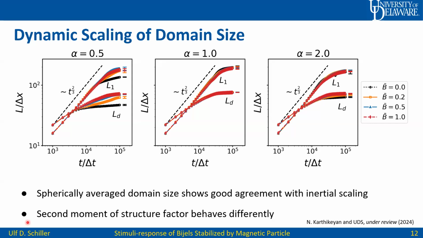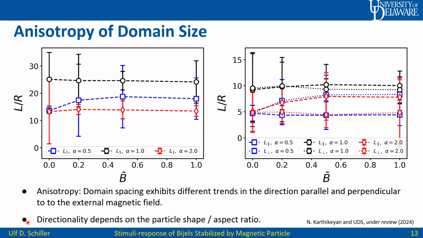One advantage of using the second moment of the structure factor is that we can do that independently for different directions. And that's where things start getting interesting, because we have anisotropic particles, and indeed, this leads to anisotropic structure of the bigel. So the domain size, if you look at different directions, is actually a little different. This means the transport properties would also become anisotropic, and there may be interesting applications of that. And what we found is that the directionality that we see depends on what particle shape you use.